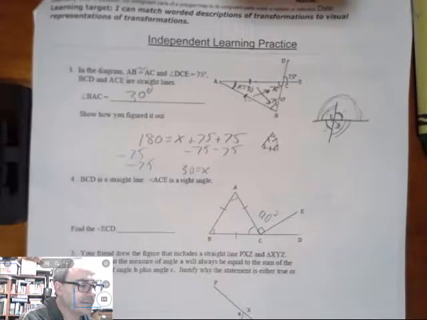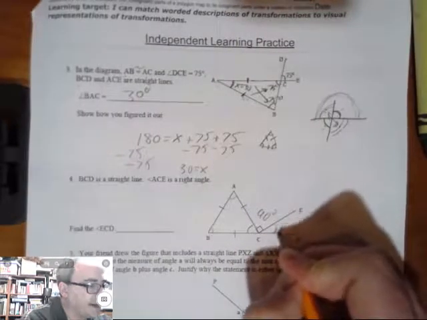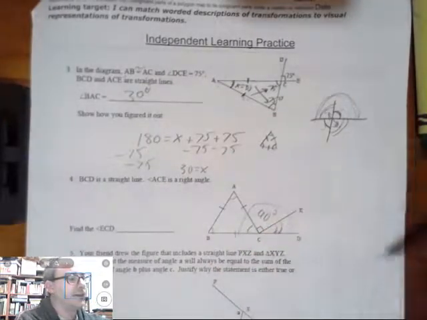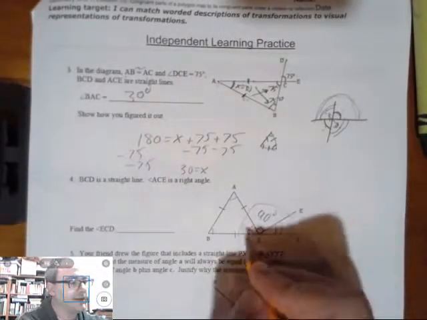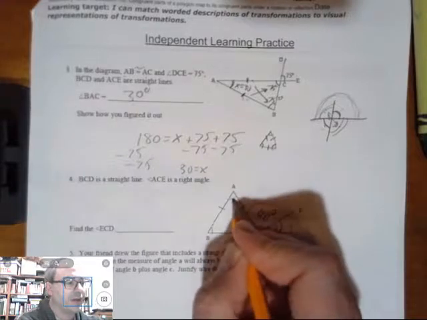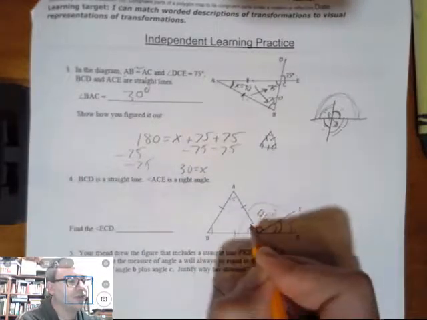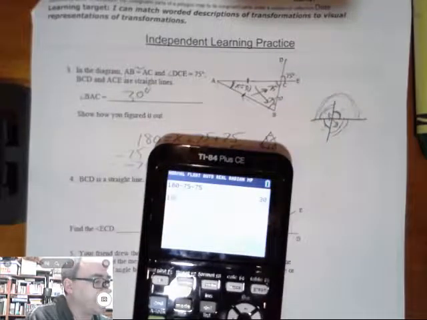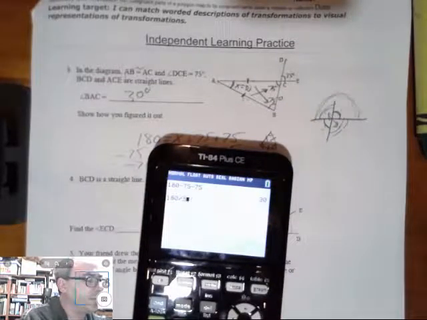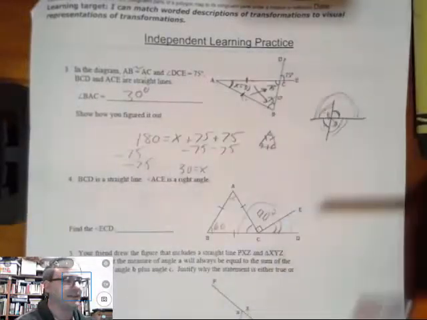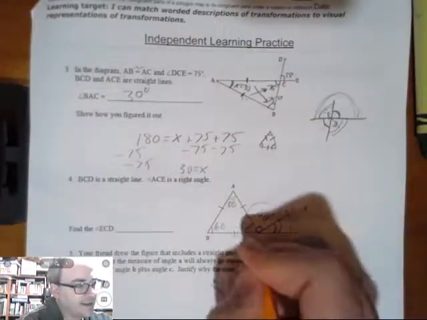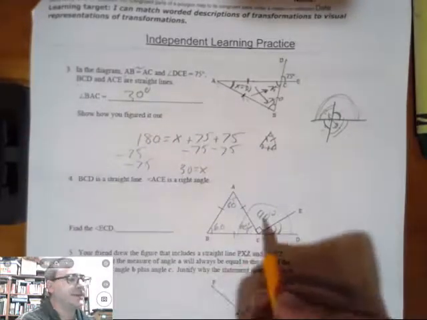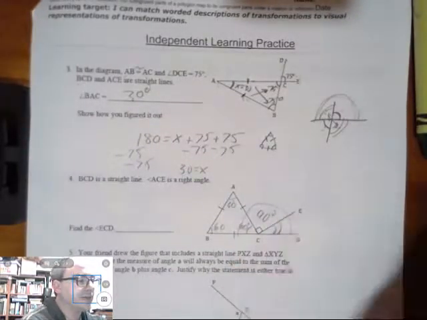Okay. Find ECD. I've got to find this angle. Well, I know this whole thing is 180. I know this is 90. And what did we tell ourselves? In an equilateral triangle, the angle measure is always 60 degrees. Why is that? Because if all the angles are the same, 180 divided by 3 is always going to be 60 degrees. So that's 60, that's 60, that's 60. In an equilateral triangle, all the angles are 60. Gotta be. The whole thing is 180.